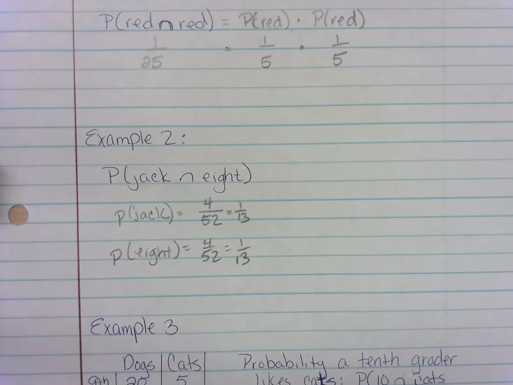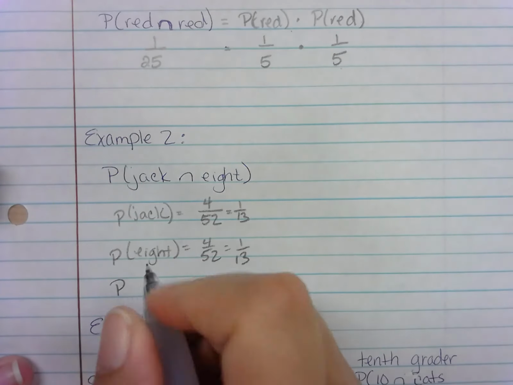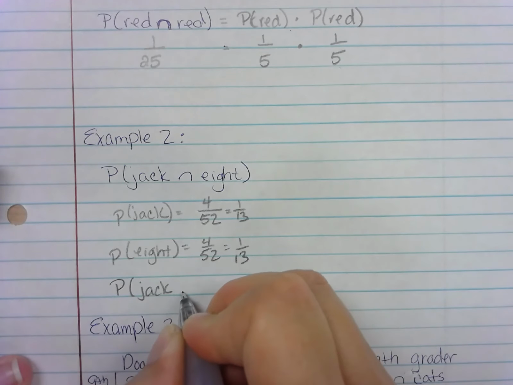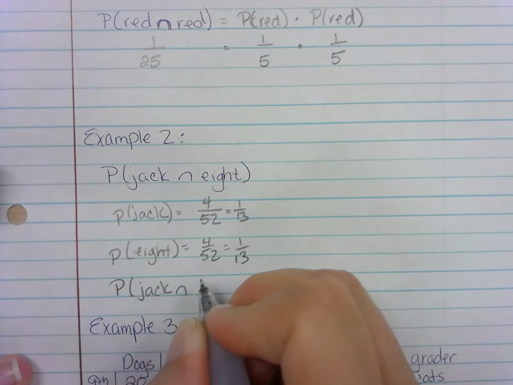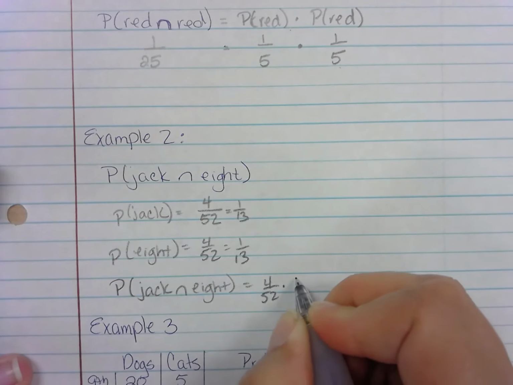So to calculate the probability that you'll draw a jack and an 8, how many jacks are there? There's 4. How many 8s are there? There's 4. So we want to put those two things together. Actually, to calculate the probability of a jack and an 8 is to multiply those two things together.